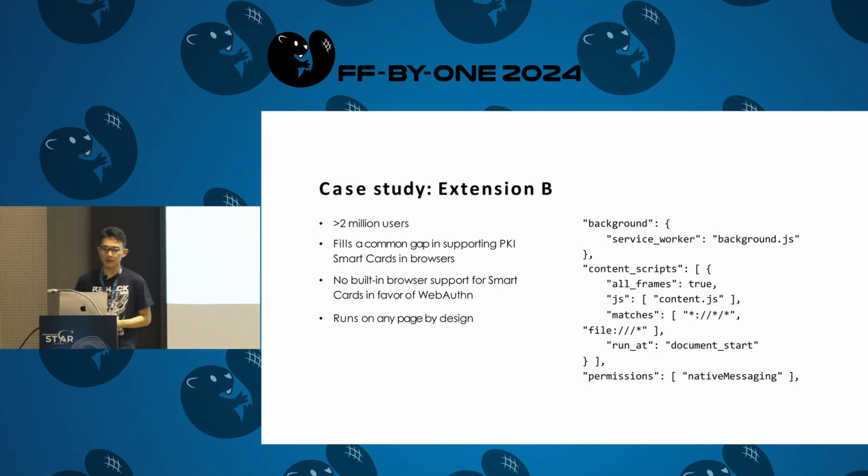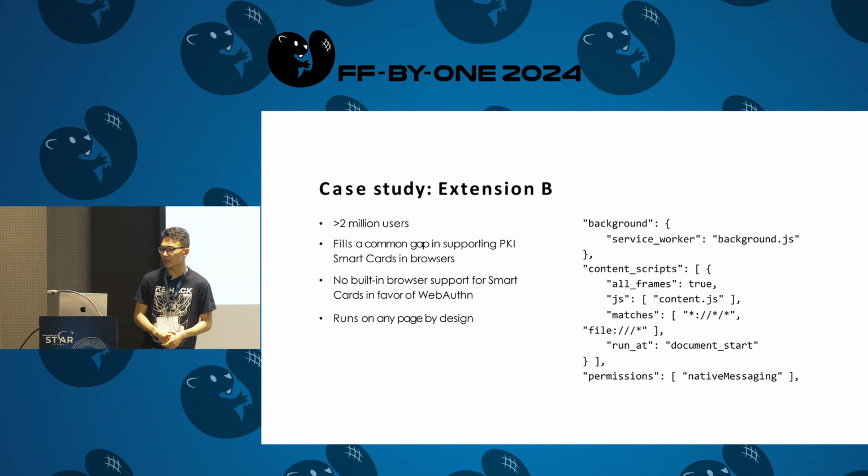So let's start with the case study here with Extension B, right? Extension B is used by more than 2 million users, and this is an extension that fills a common gap in browsers in that it adds PKI smart card support. As you may know, a lot of browsers don't support PKI smart cards by default, right? They support the WebAuthn standard, so that's FIDO, passkeys, but they don't support PKI smart cards. The problem is that there are a lot of enterprises out there that still use PKI smart cards, and this is why such extensions are very popular.